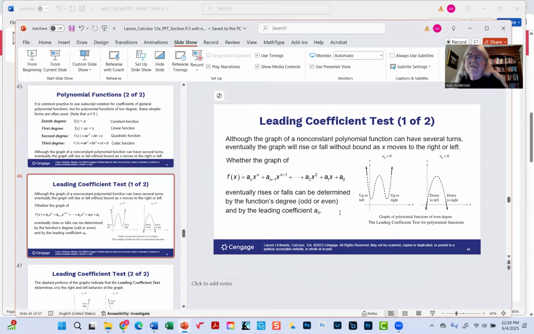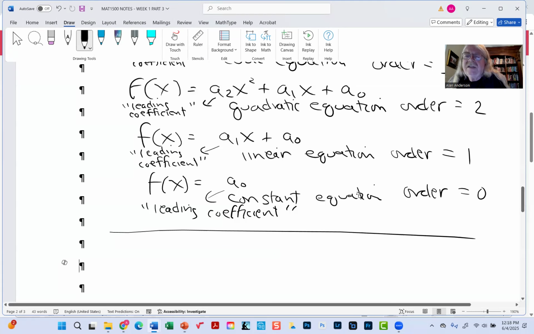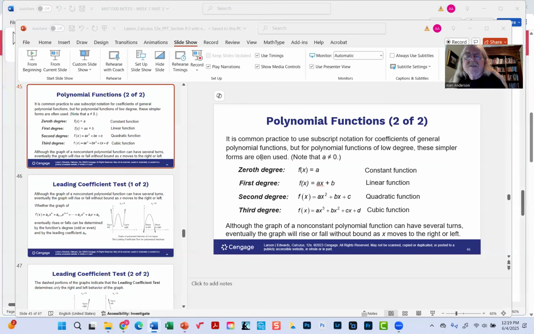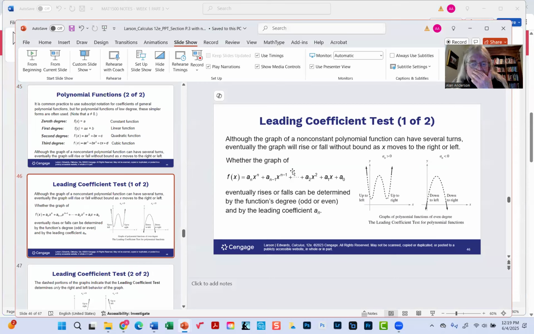Now, there are certain properties. Once you start to get comfortable with these polynomials, it turns out the behavior of their graphs will depend on whether the order is odd or even. In other words, cubic equations, fifth order equations, and higher will have certain properties that the even ordered ones like 2 and 4 do not have. Specifically, the even ones, let's see.